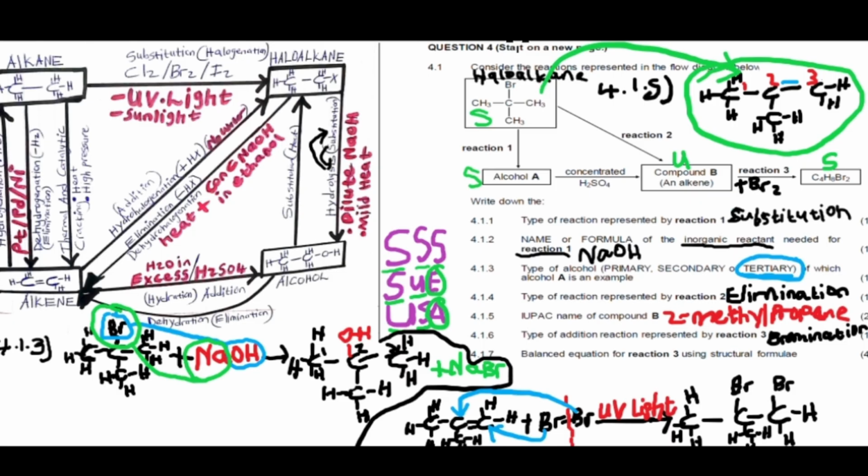Which is the 2-methyl propene. That double bond, we need to break it, and then a Br atom will go and bond to the first carbon there, and the other Br atom is going to go and bond to the second carbon. Since it's addition, we're going to break the double bond, and then what we're going to form is the Br on carbon number 1 and the Br on carbon number 2. All right, guys, that is very important. This is where we're going to end.